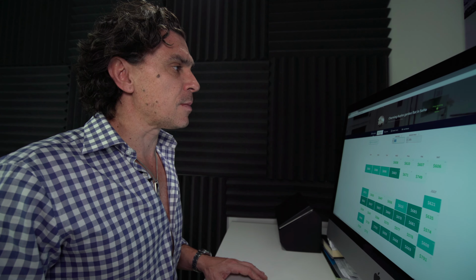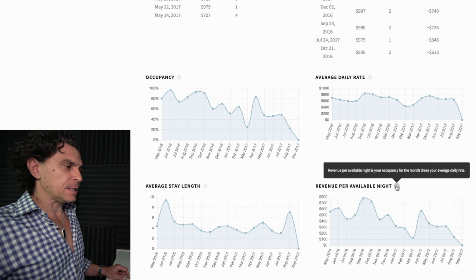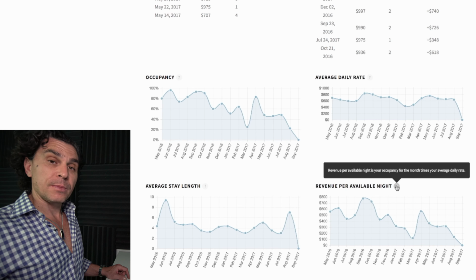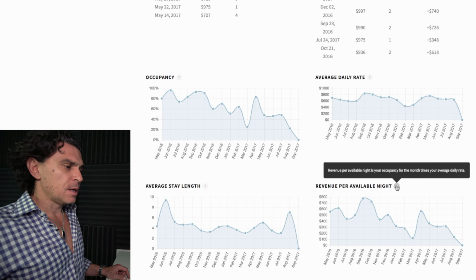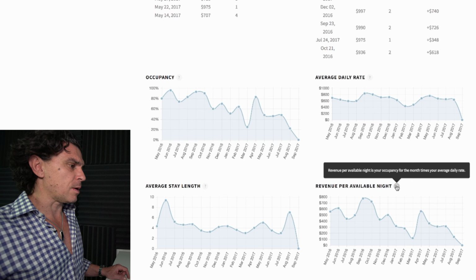So let's take a look at some of the data. Here are the charts. So this is your revenue per available night, and it's basically your occupancy for the month times your average daily rate. And if you recall, I had a really bad March this past year, but these things happen. Overall, I'm really pleased with how we've performed, and we're doing quite well.